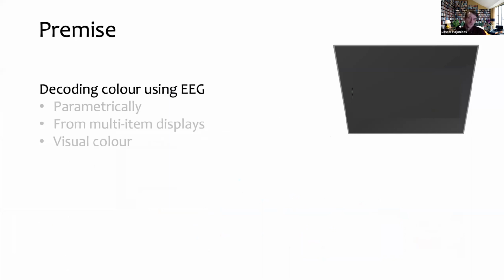So today I'm going to talk about how we can decode color using EEG. To make it a bit more clear what we're going to be looking at, we're not going to be looking at just decoding green versus red, for example. But in this study, we'd like to investigate whether we can decode a whole range of different colors, so decode color more parametrically using multi-class classifiers.